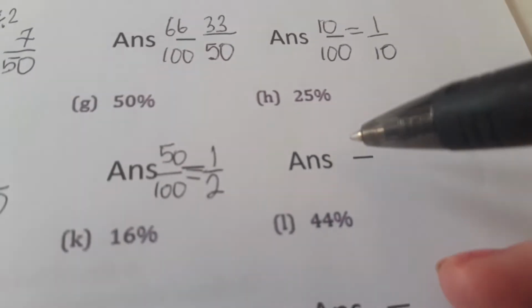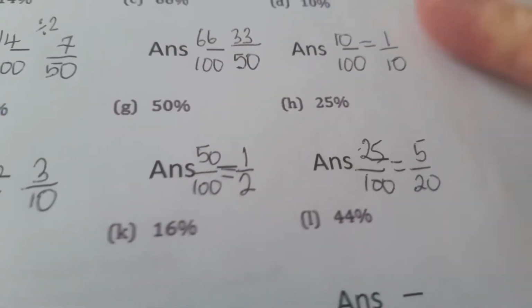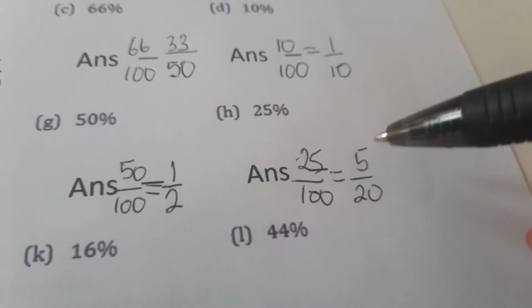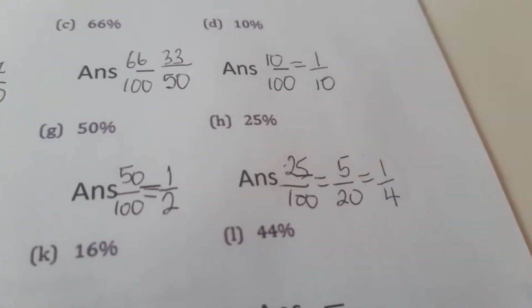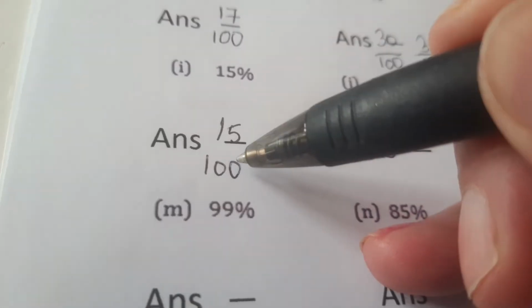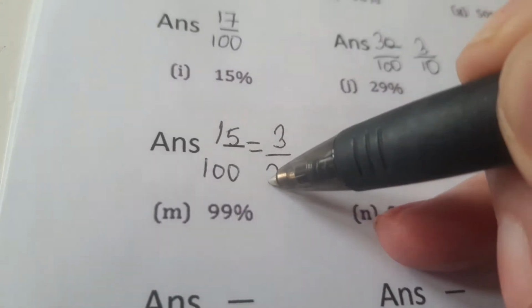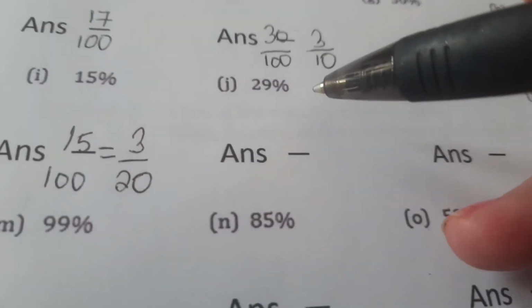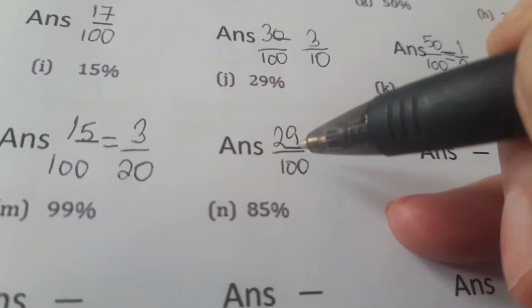Okay, 25 over 100. We'll divide by 5 and we'll get 5 over 20. And then if you notice, you can still divide by 5 again. So you get 1 over 4. 15%, so you start with 15 over 100. You realise that they end in 5 and 0, so 5 will go in. 5 goes 3 times, 5 goes 20 times. 29%, so it's 29 over 100. Nothing goes into 29, so you leave it.